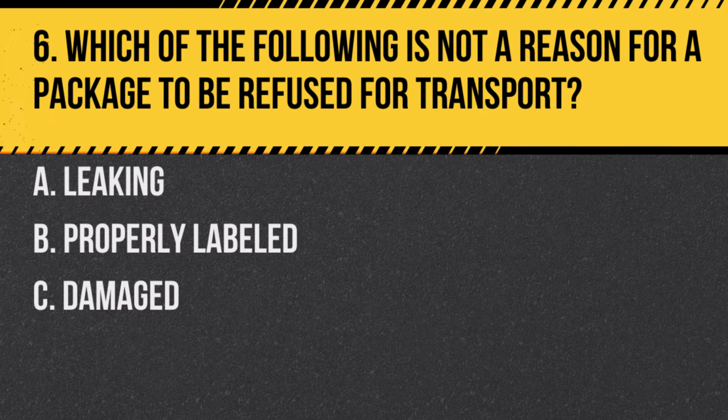Question 6. Which of the following is not a reason for a package to be refused for transport? A. Leaking. B. Properly labeled. C. Damaged. Answer: B. Properly labeled. Proper labeling is a requirement, not a reason for refusal.